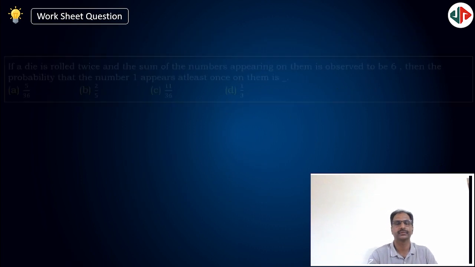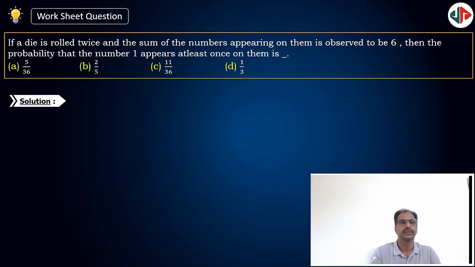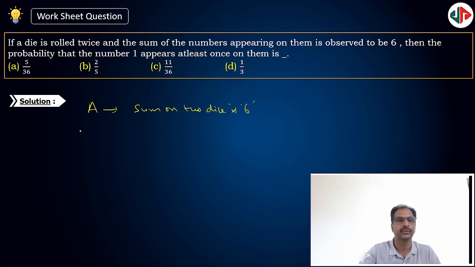Option D is correct. Next, if a die is rolled twice and the sum of numbers appearing on them is observed to be 6. So, what is the event already given or happened? Sum on two dice is 6. What is event B? 1 appears on at least one die.